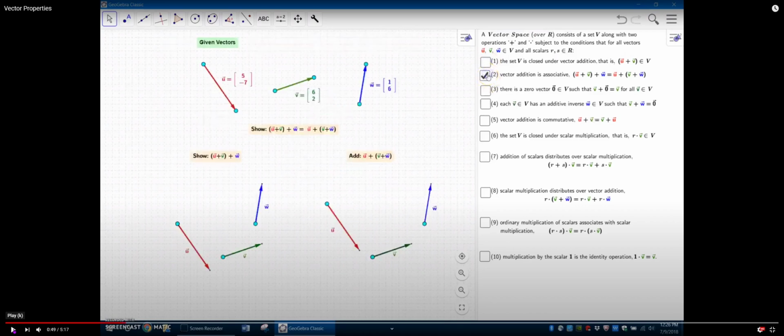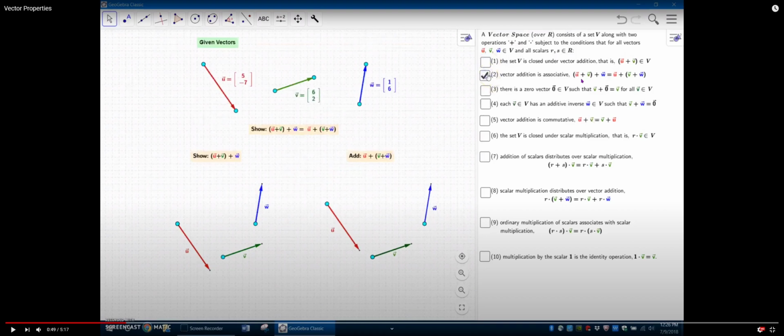Right, okay, so now what you're looking at is associativity. When you talk about an addition being associative, it means that you add three things, u, v, and w. If you're going to add three things, how do you do it?